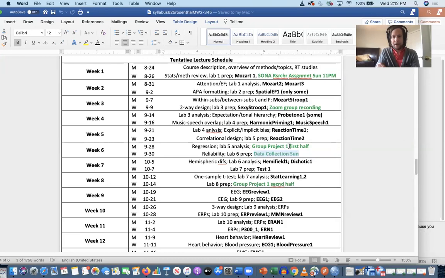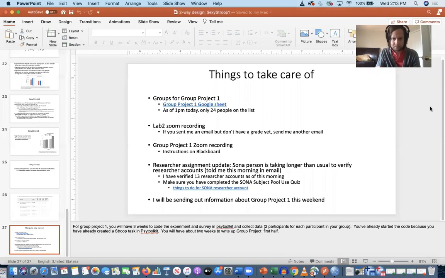I will point out that you will have Group Project 1, the first half, which is basically writing the introduction and some of the methods. That will be due in a little over 2 weeks from when you receive the information this weekend. So these next 2 or 3 weeks are pretty crucial regarding Group Project 1. Okay, so that's it for things to take care of. Any questions or comments about that stuff?